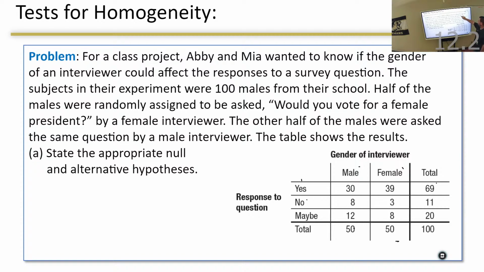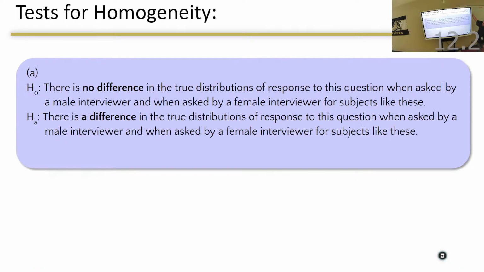We want to know if the gender of the interviewer could affect the response to the survey question. The null: the gender of the interviewer will not affect the response to the survey question. There are so many different ways to write that. What'd they say? There is no difference in the true distributions of response to this question when asked by a male interviewer and when asked by a female interviewer for subjects like these.